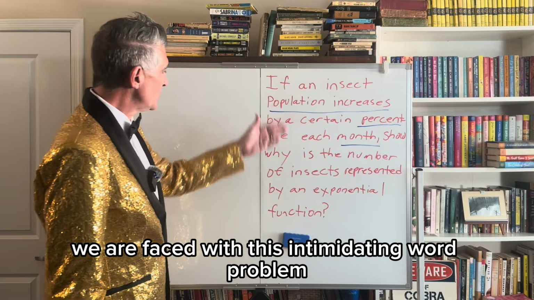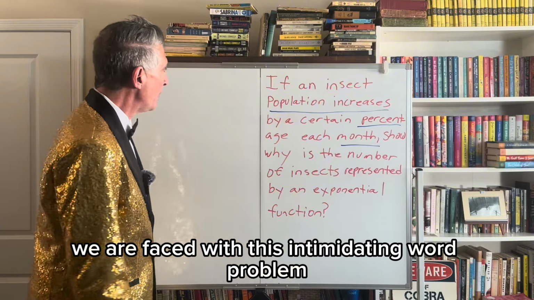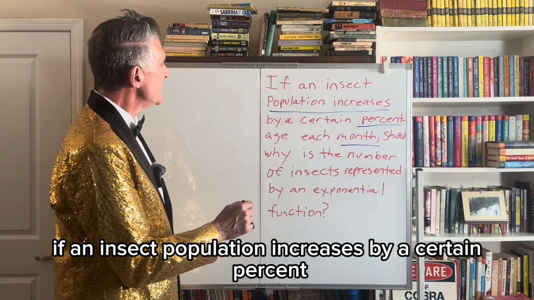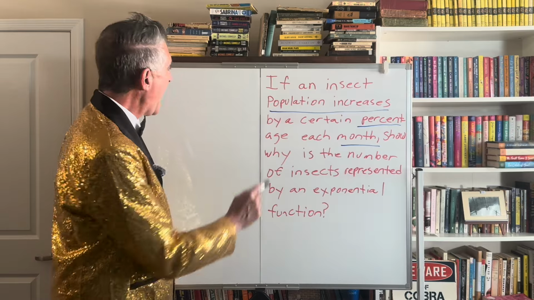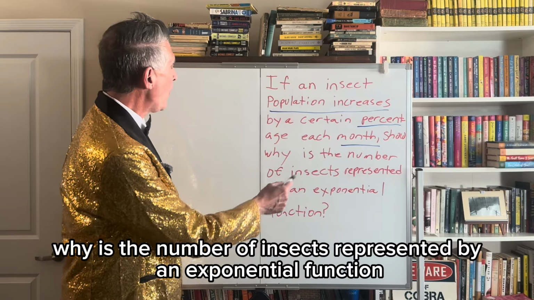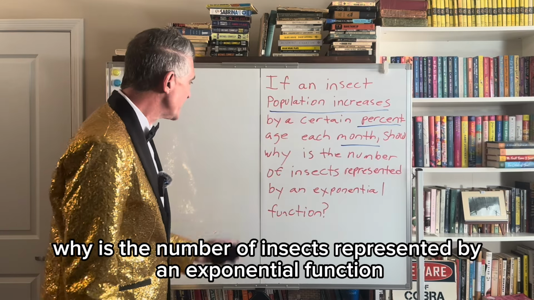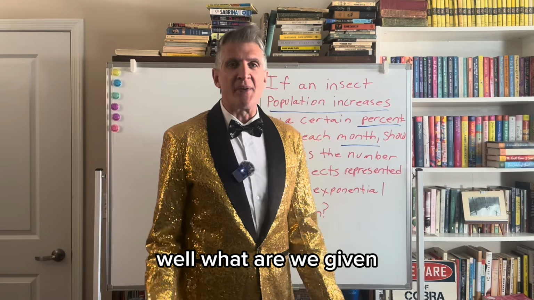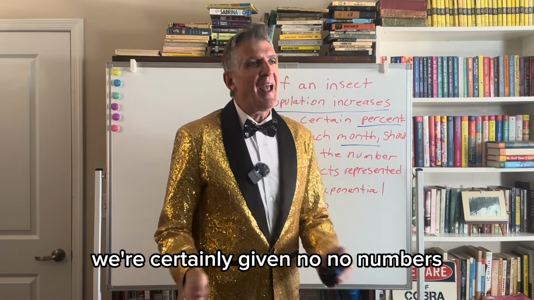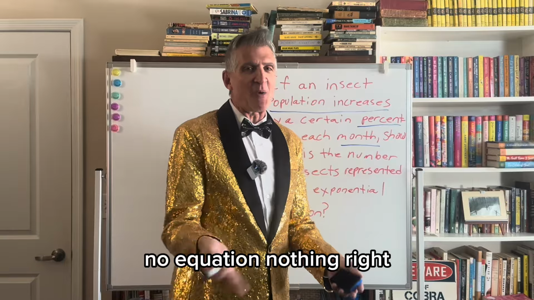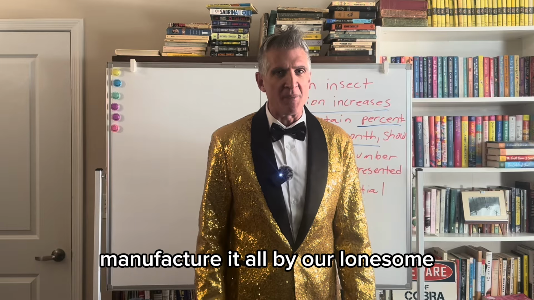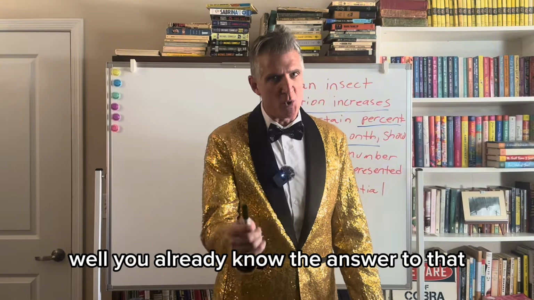We are faced with this intimidating word problem, and it says that if an insect population increases by a certain percent each month, show y is the number of insects represented by an exponential function. Well, what are we given? We're certainly given no numbers, no equation, nothing, right? We have to curate, cobble this, manufacture it all by our lonesome. How do we do that? Can we do that? Well, you already know the answer to that.